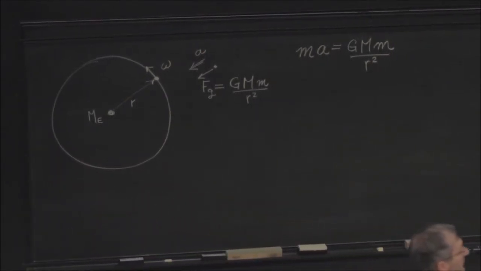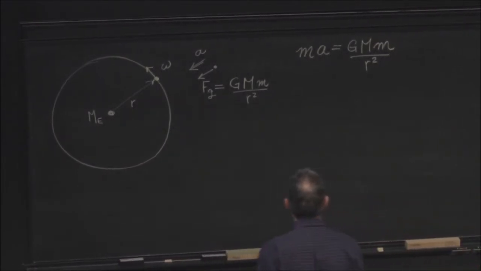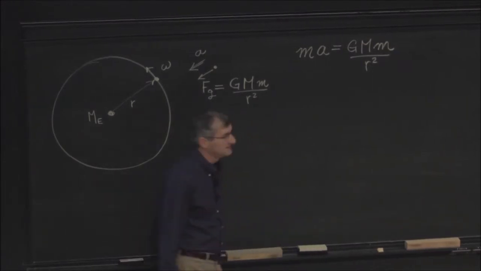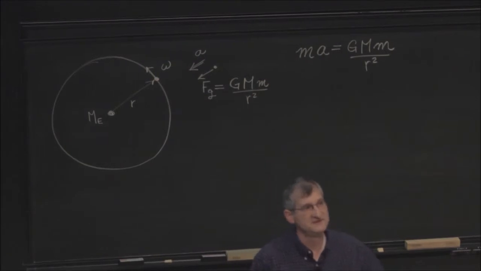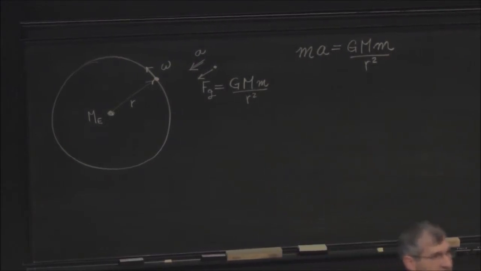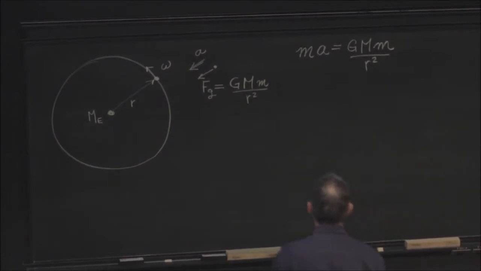So what are we trying to find? Radius, and what do we have? Period. So what should we use for the acceleration? Could we have v squared over r? We have omega squared r. Which would be more useful? Omega squared r. Probably omega squared r.